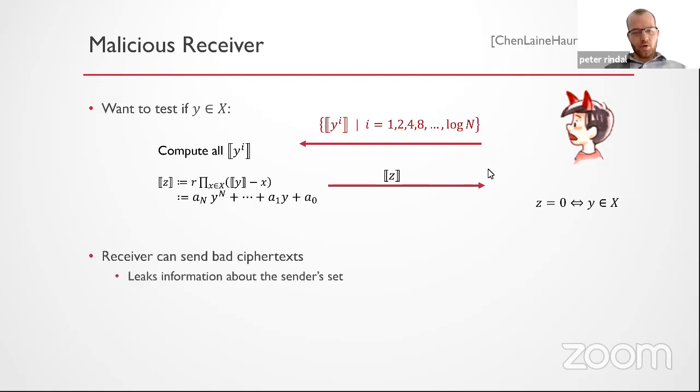Pretty much the only option the receiver has to cheat is to somehow create bad ciphertexts. Maybe they're not the correct powers, maybe the ciphertexts are malformed, who knows. Of course, you could slap zero knowledge proofs on all these things, which might not be too bad, but would definitely decrease performance.